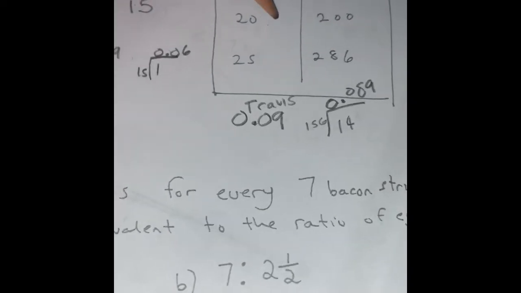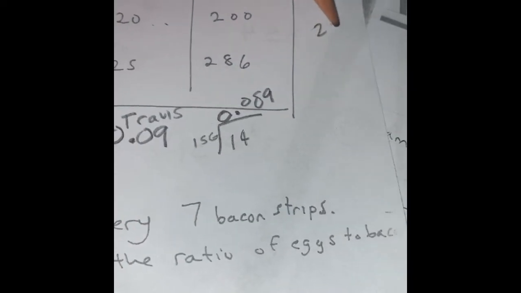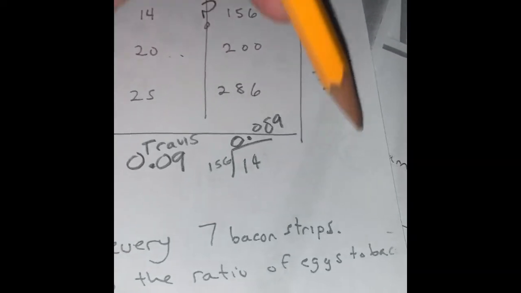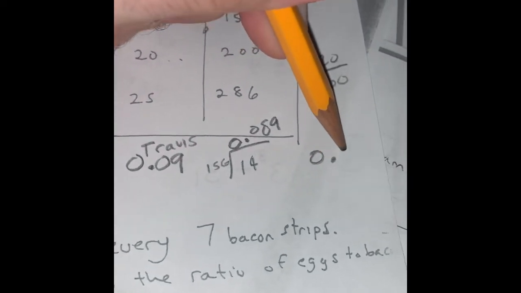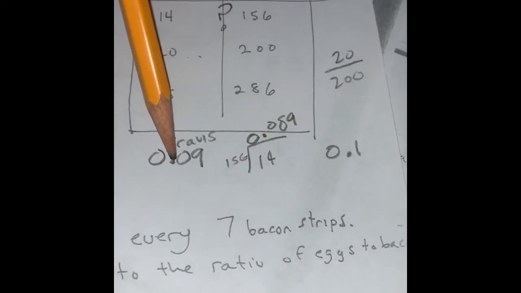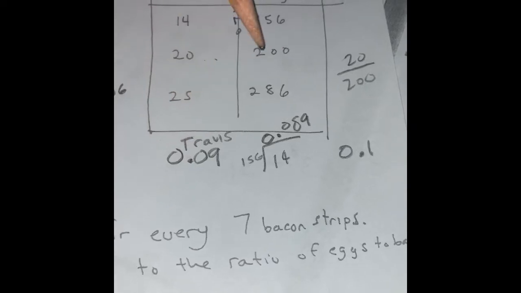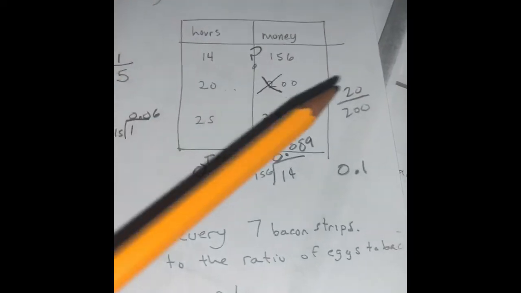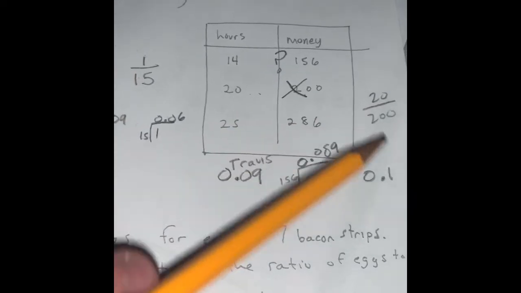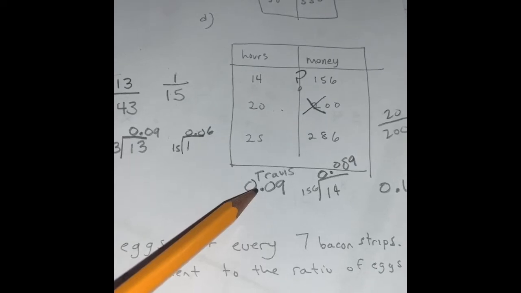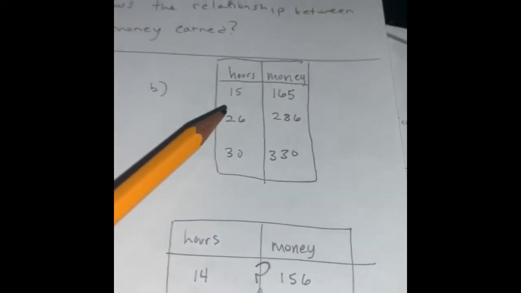So now I'm going to try this next rate. I'm going to try 20 over 200. And 20 over 200 will come out to 0.1, which isn't close enough for me to say maybe. So I'm going to put an X on this one because the rate of 20 over 200 is different than the rate from Travis's. So now I'm going to try answer choice B.